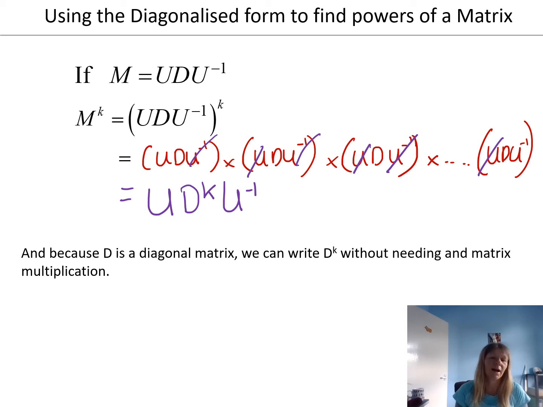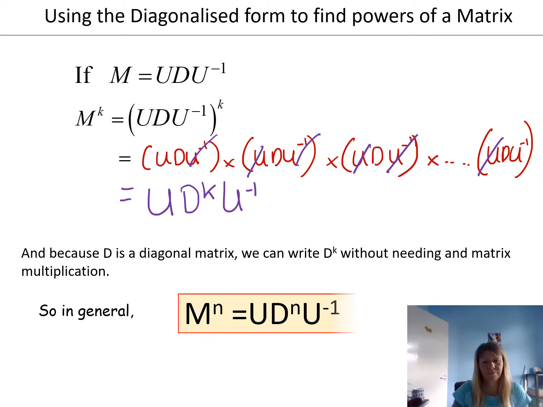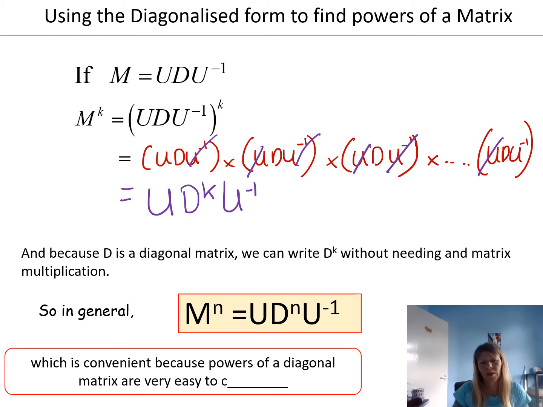So because D is a diagonal matrix, we can write D to the power k without needing a matrix multiplication. You just put your leading diagonals to the power k. Very easy. Just in general, if you've got M to the n, then that's U D to the n, U to the minus 1, which is convenient because powers of a diagonal matrix can be easily calculated.